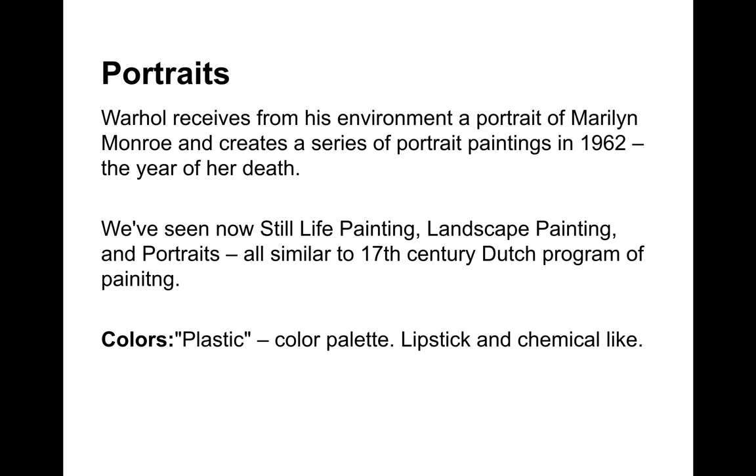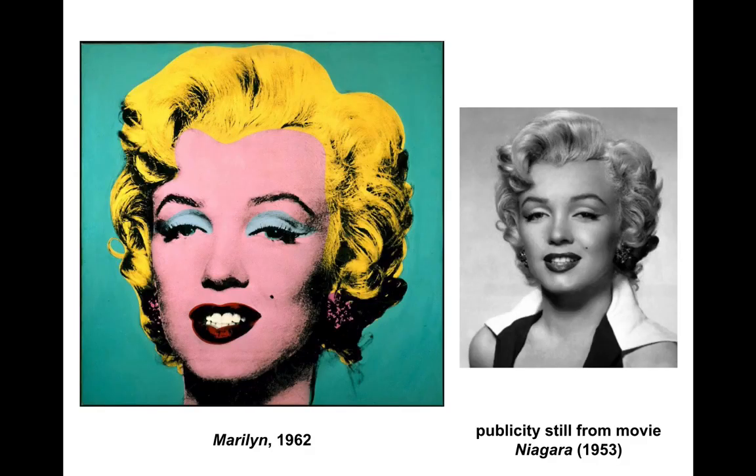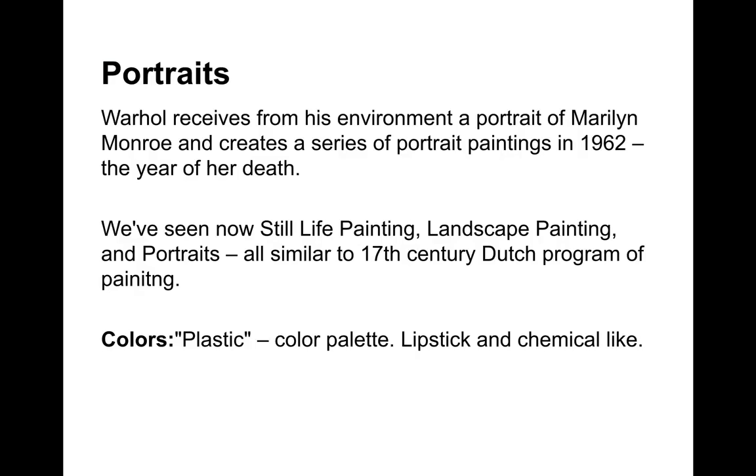We've seen now still life paintings, landscape paintings, and portraits, all similar to this 17th century Dutch program of painting. I'm not going to expect you to know or understand that, but it's important if you dig into his work that you know that he is taking up the style and program and historic traditions of this particular period of painting as a way of framing his work. And so in this, if we look at the colors here, he's altering these and bringing the program of this Dutch painting into the present.